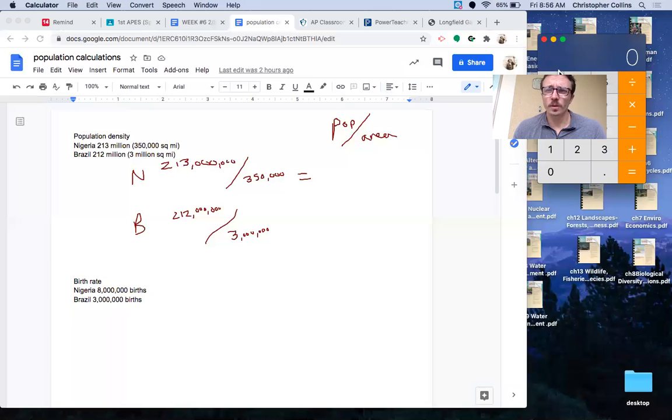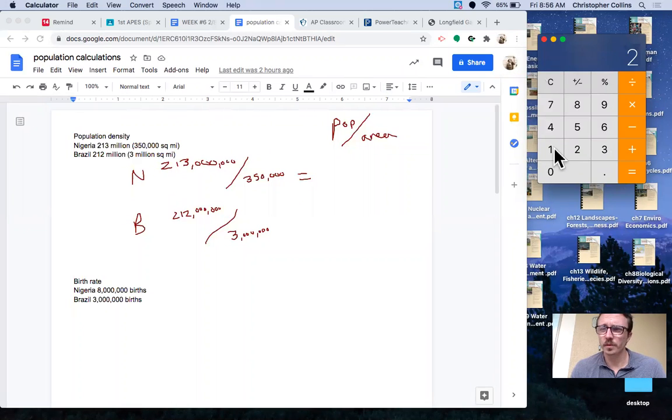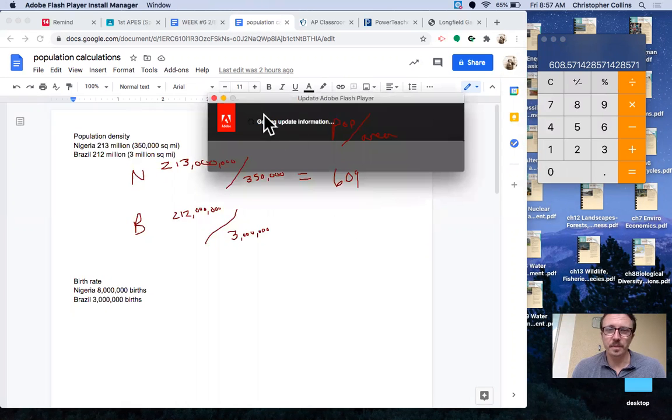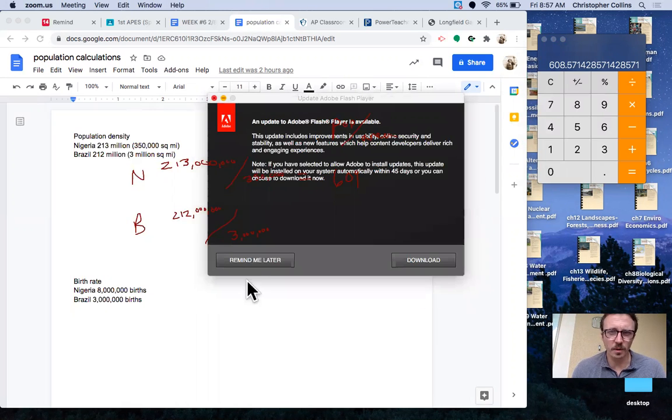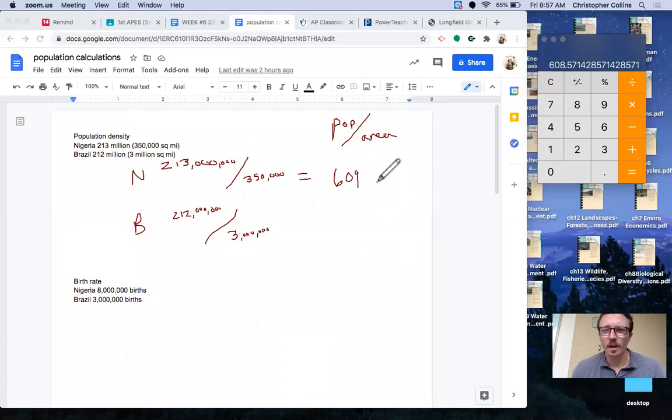All right, so we've got our population, 213 million. Okay, and we're gonna divide that by 350,000. And what is our population density? Looks like about 609. 609. Oh my goodness. You know when it rains, it pours. All right, here we go. 609 people per square mile, right? You can write that as people per, or you just simply write the word per square mile.